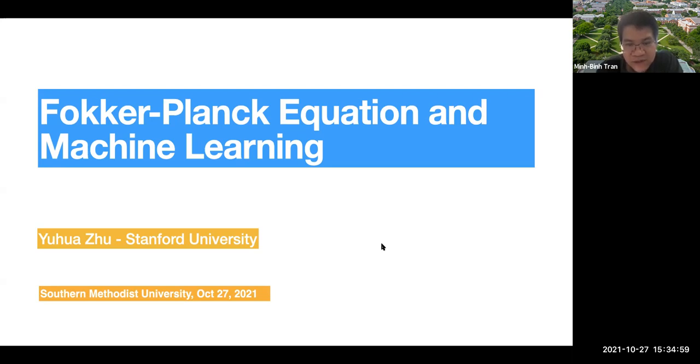Yuhua works on kinetic equation in her PhD thesis, and uncertain kinetic equation and uncertainty quantification. Now she's working on machine learning and optimization and reinforcement learning. So those are all very hot topics. Today she's gonna talk about one of her research directions, which is also hot, about Fokker-Planck equation and machine learning. So please, Yuhua.